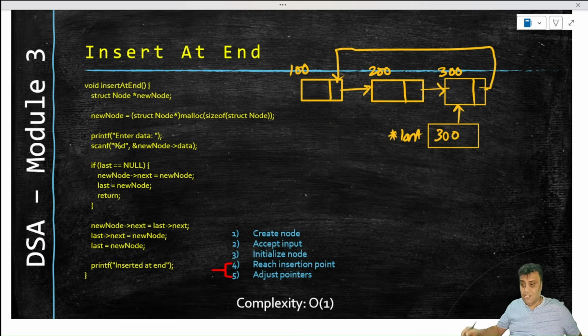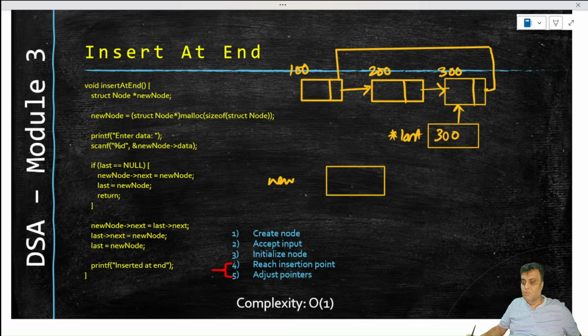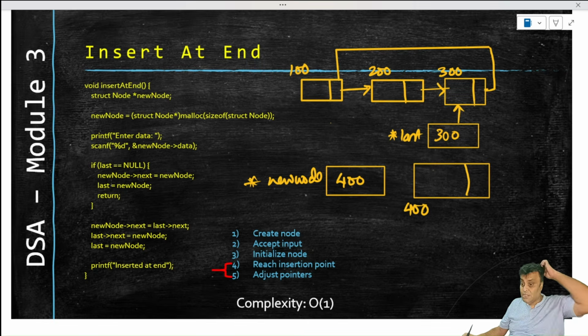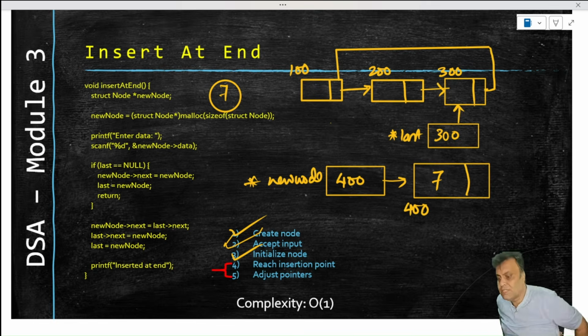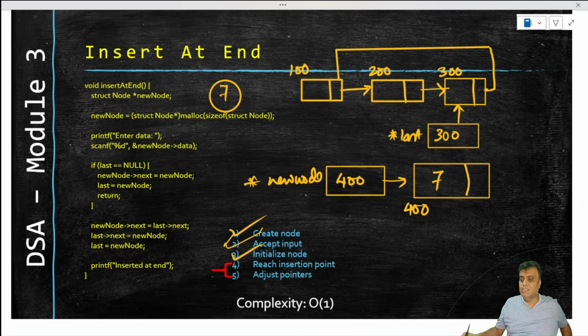We are trying to insert at the end, so we will have to create a node. The node is called new node as a pointer, and that new node pointer has, let's say, 400 as the address, and at this 400 address we have the node which has this data. So that first step is done. Second step, accept the input. Let's say 7 is supposed to be inserted, right? We are trying to insert 7, accepting the input. Initialization of the node, nothing much to initialize here. We cannot initialize this node to anything that is default. Default is null. Can we initialize this new node's next to null?